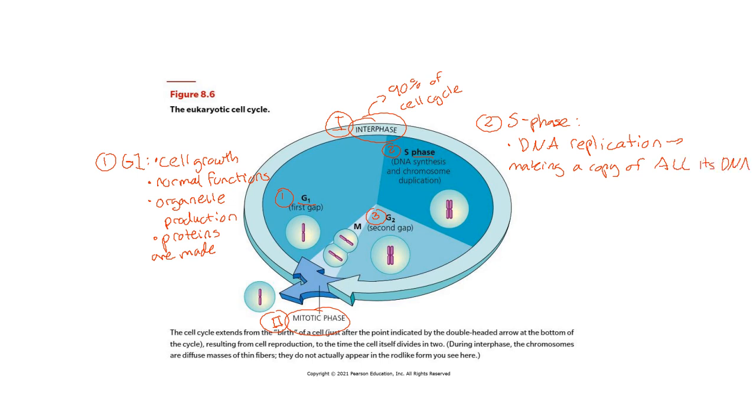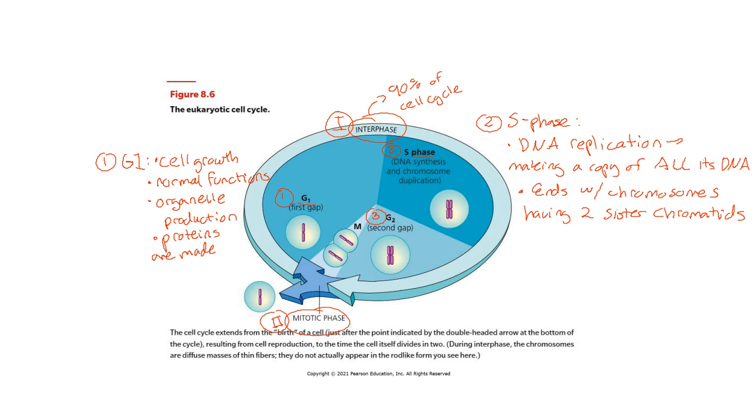Okay, and remember that the S phase ends with chromosomes having two sister chromatids. Whenever you see two sister chromatids, we know that the DNA has been replicated. The cell has gone through the S phase.